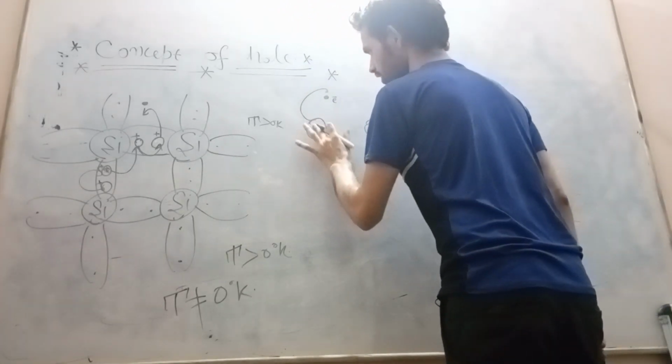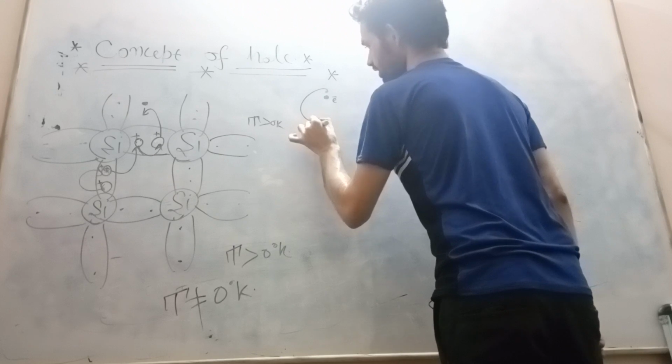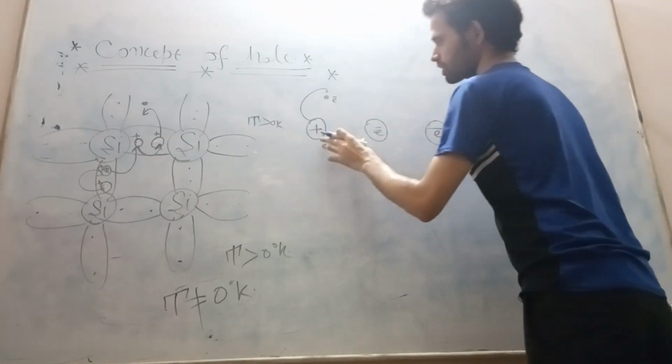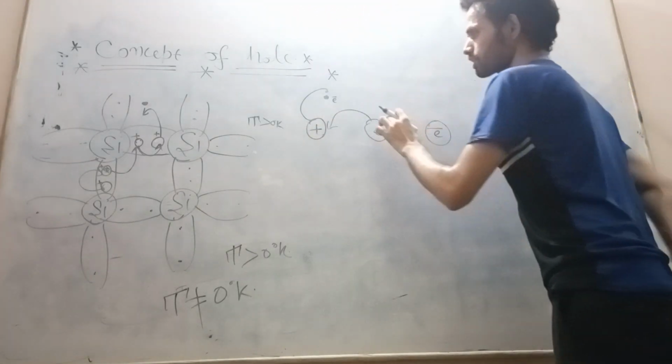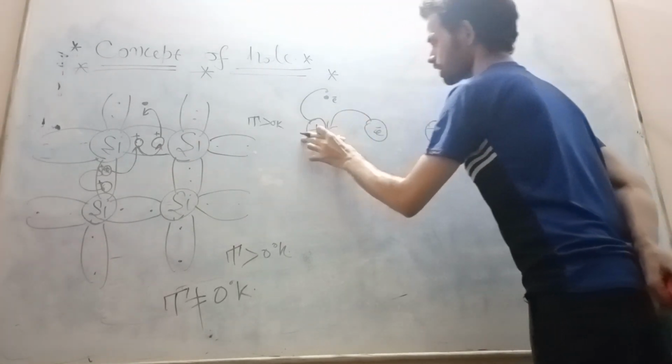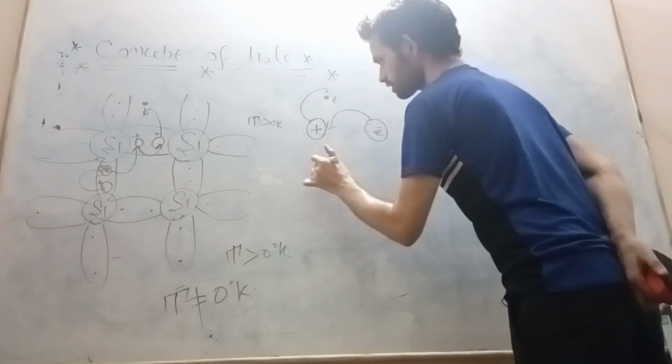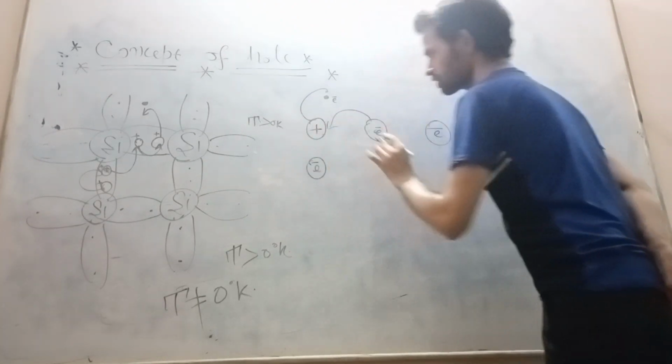So now this positively charged empty state will get created. Now this electron will jump to this positively charged empty state and it will replace it. Okay.